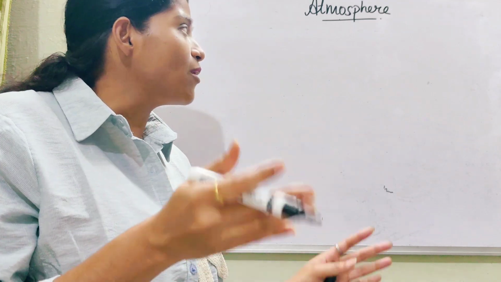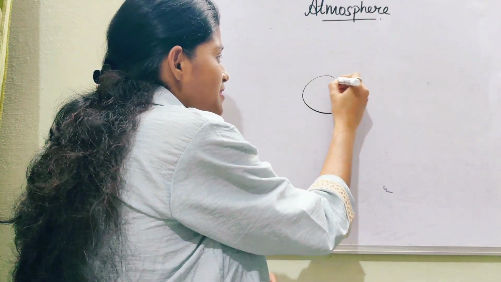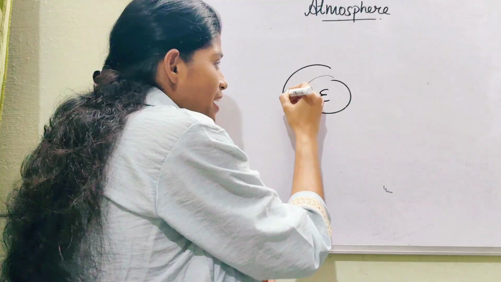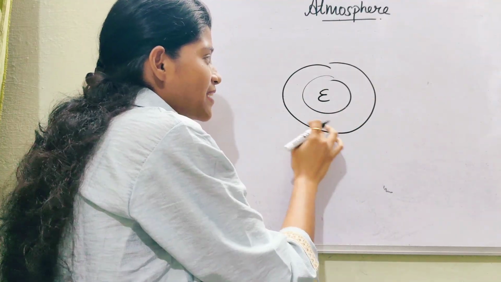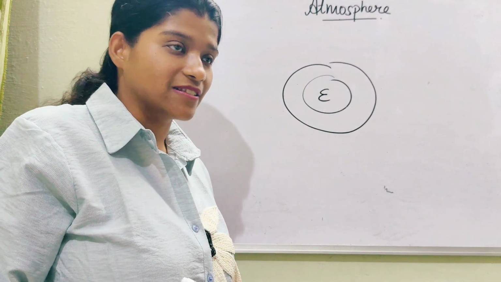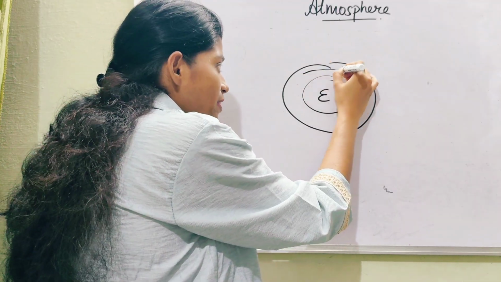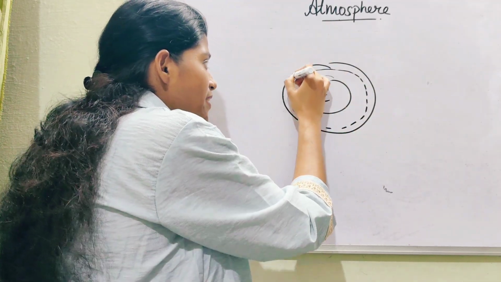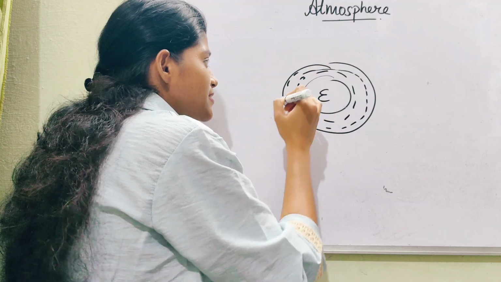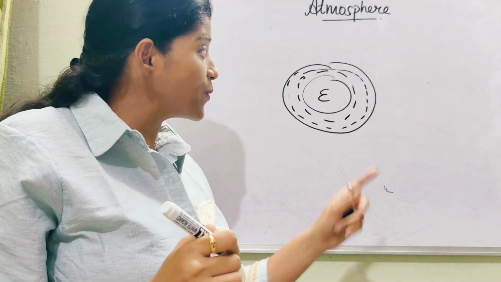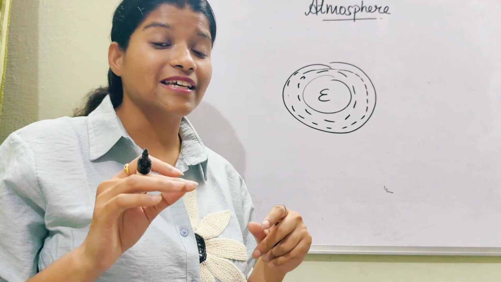Now see, you all know what is atmosphere. Atmosphere is just a layer of gas which is surrounding the earth. Suppose this is the earth and atmosphere is just the layer of gases which is surrounding the earth. Now this layer of atmosphere is divided into several layers, 5-6 layers. So we are going to study about these layers in detail.